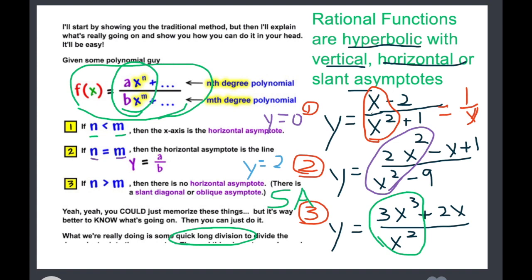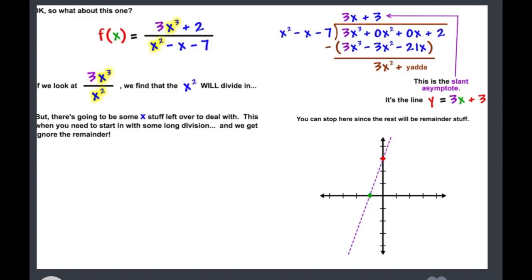An example of that, and that's the main one we want to deal with, would be one like this, 3x cubed plus 2 over x squared minus x minus 7. Now you can see immediately that the two lead terms have different exponents. One's larger. So the very first thing you want to do is just double check that and go over here and do a long division.